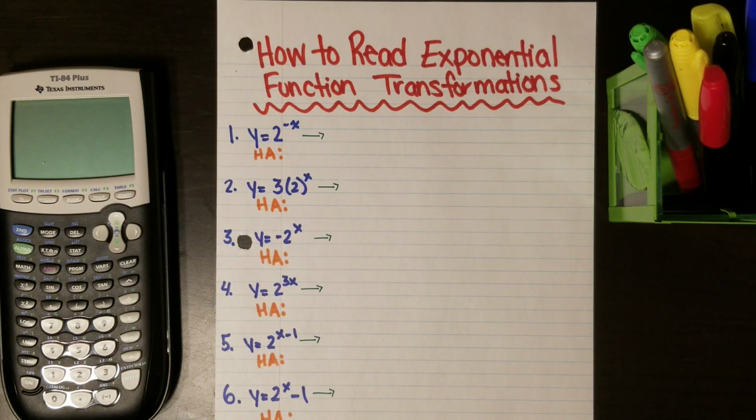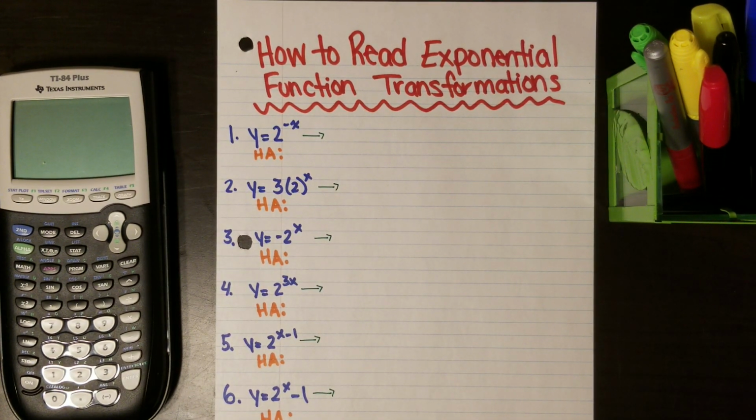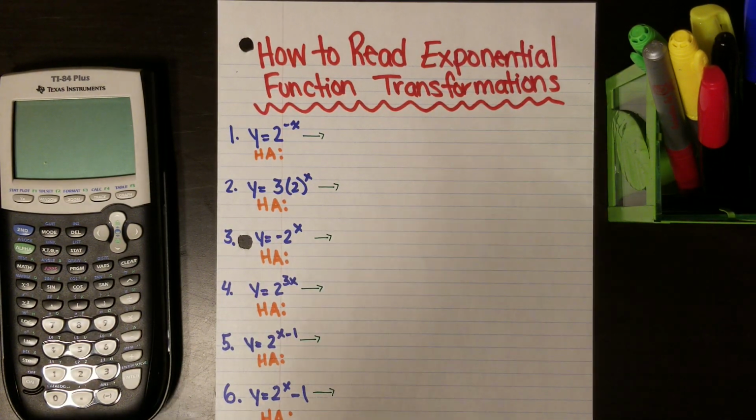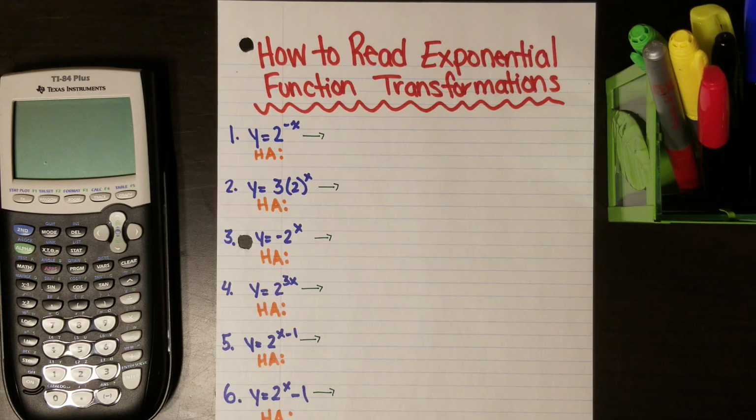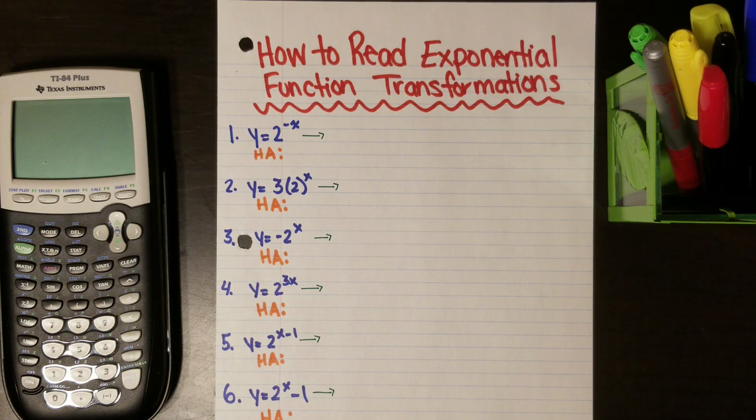Okay, so one of the most important things about graphing exponential functions with transformations is being able to understand what the equation is telling you to do and whether or not you're reading it right. So this is just going to be a quick overview on what each transformation represents and how to read each function. Okay, so starting off with y equals 2 to the exponent negative x.